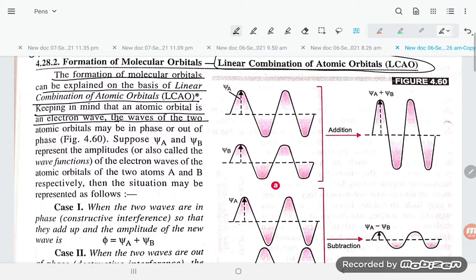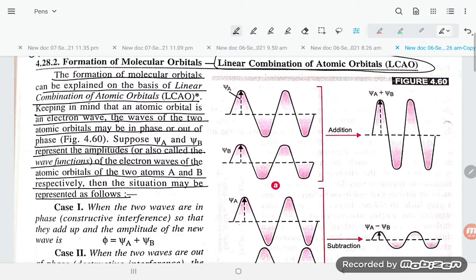The waves of the two atomic orbitals may be in phase or out of phase. Suppose psi A and psi B, the amplitudes, also called wave functions, of the electron waves of the atomic orbitals of the two atoms A and B respectively. Then the situation may be represented as follows.